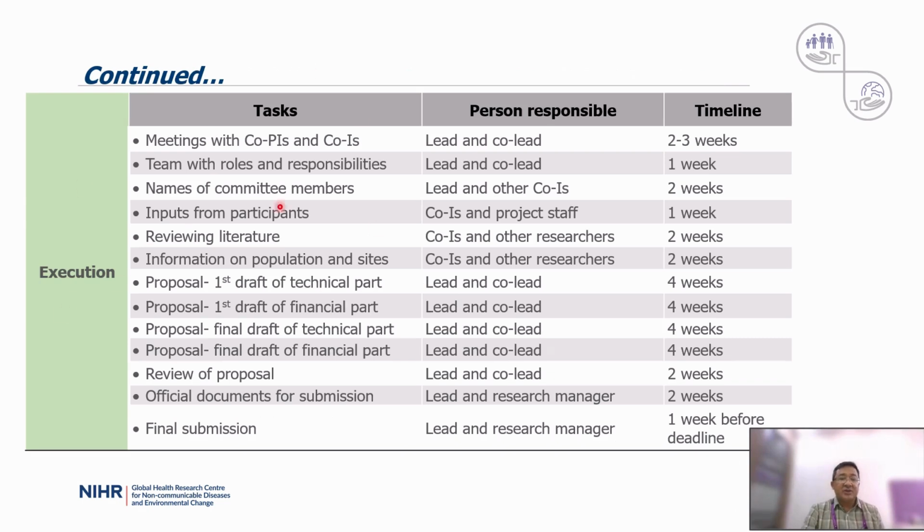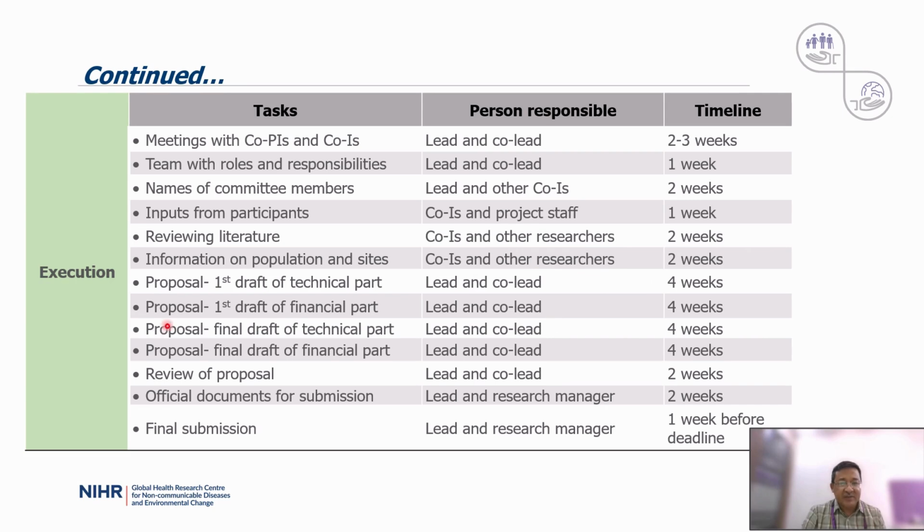To continue, the execution would be in terms of what are the tasks, who's the person responsible, and what is the timeline. So meeting with co-PIs and co-Is, so the lead and co-lead will do in 2 to 3 weeks. You can go through this. I'll give you a few seconds to go through this, like naming of committee members, reviewing literature where co-Is and other researchers can help. They will take 2 weeks to do that.